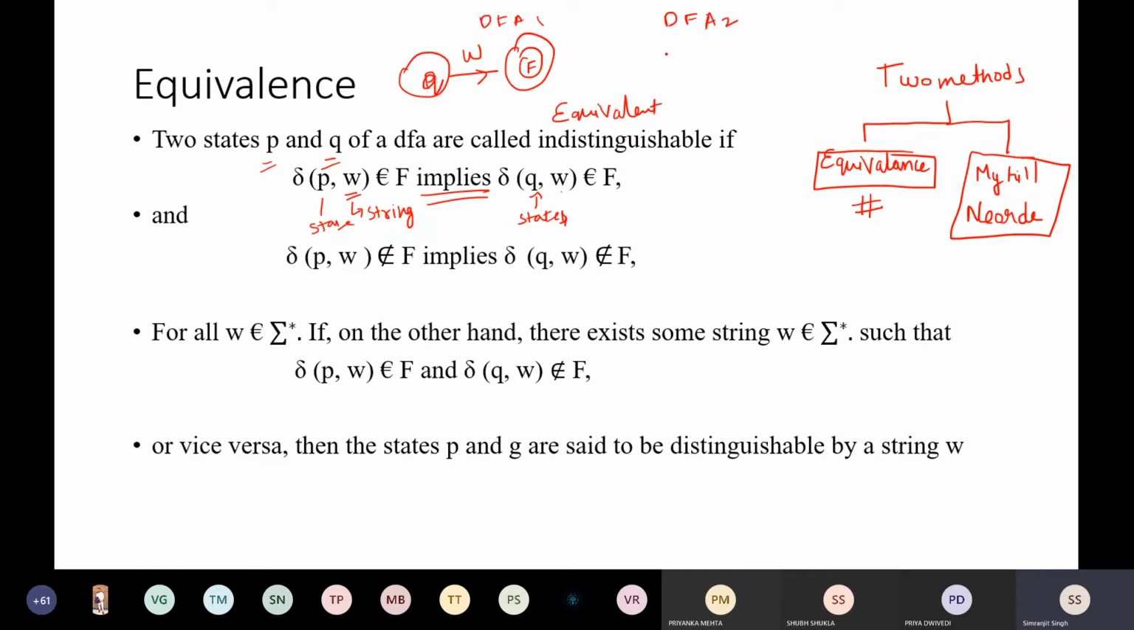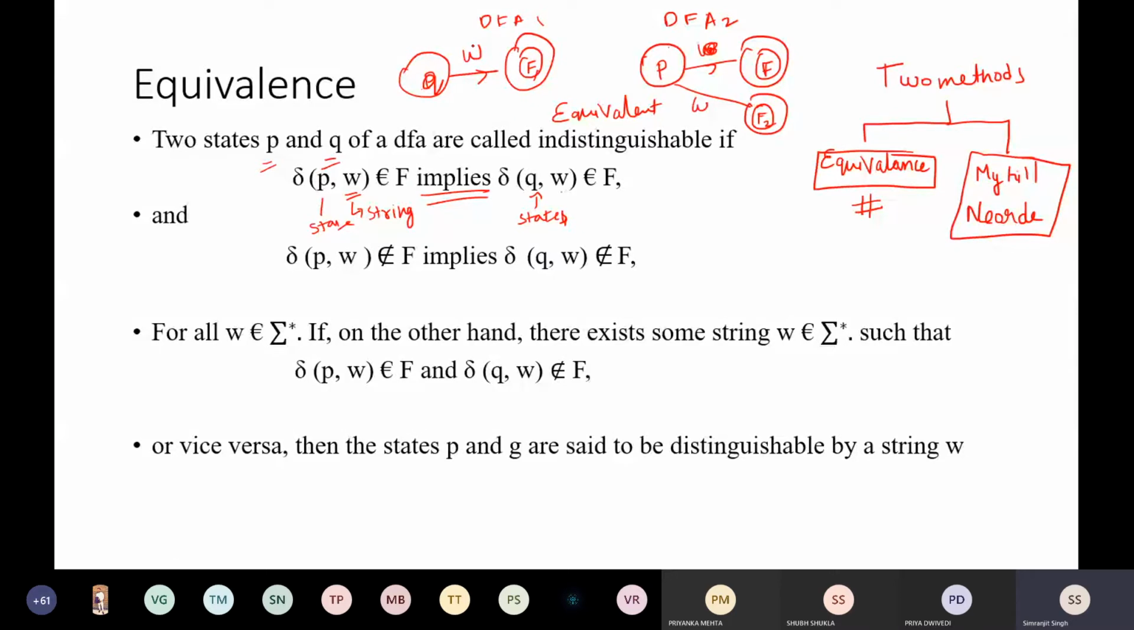Okay, so for DFA2 also, suppose there are two DFAs, and this one I regard as P. On getting an input of W, it is also going to a final state. It can be any final state; it need not be this final state. So if this is F1, it is going towards this final state.